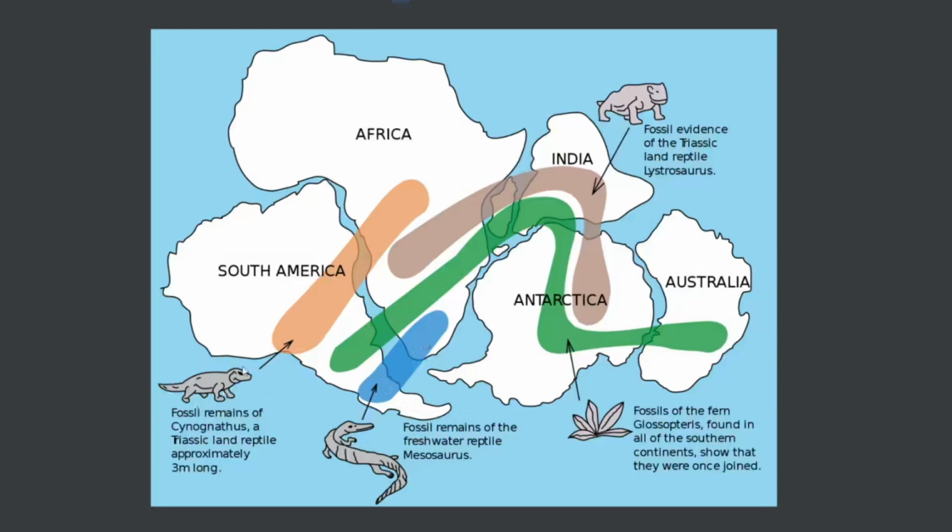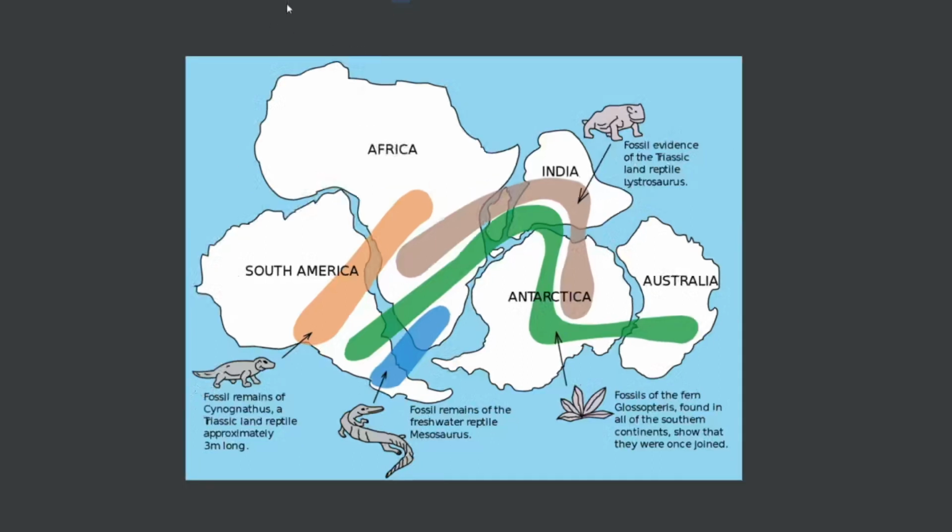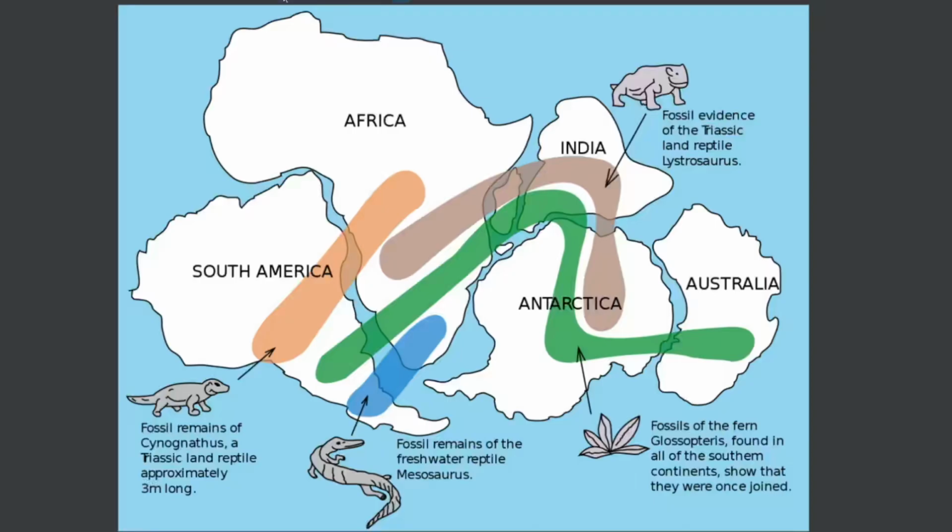We also have fossils of Cynognathus, I don't know if I pronounce this name correctly, that occur through South America and Africa. We have fossils of the old fern Glossopteris, which is quite famous for proving this theory. And you have Lystrosaurus fossils as well. But it wasn't related only to deposits.